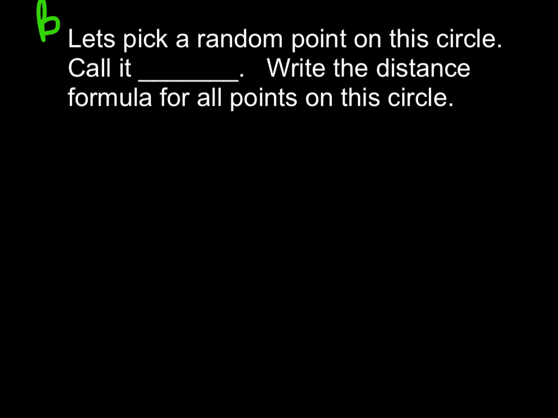Part B says, now let's pick a random point on the circle. So it's the same picture, same idea as last time, but we're going to pick a random point, and instead of knowing the coordinates, we're going to call it x, y. Write the distance formula for all points on the circle. So we know the center is 4, 2. We have the point x, y, and it's the same problem from part A, so we actually know our radius is 5. And they want us to use the distance formula and write the equation.